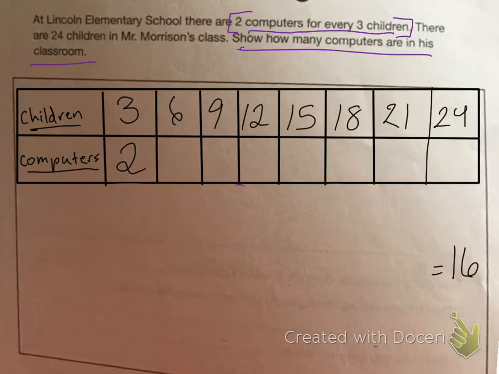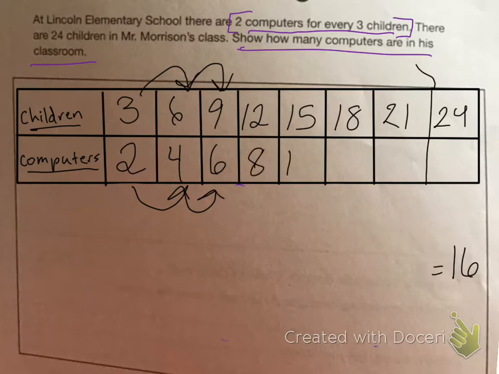Okay, and now we're going to see, okay, so for 3 children, I have 2 computers. That means for 6 children, I would have to have 4 computers. And for 9 children, I'd have to have 6. Do you see the pattern? The number of children increases by 3 each time, and the number of computers increases by 2 each time. So if we keep counting by 2s, I should get 6, 8, 10, 12, 14, 16.